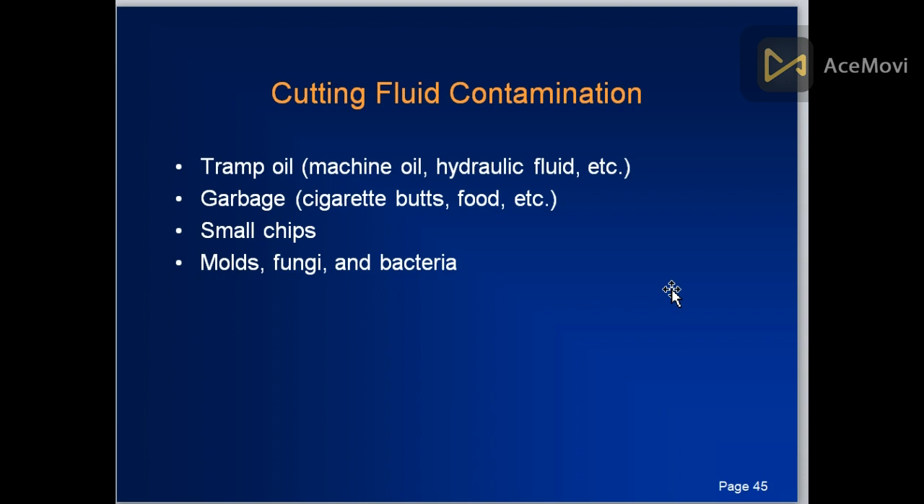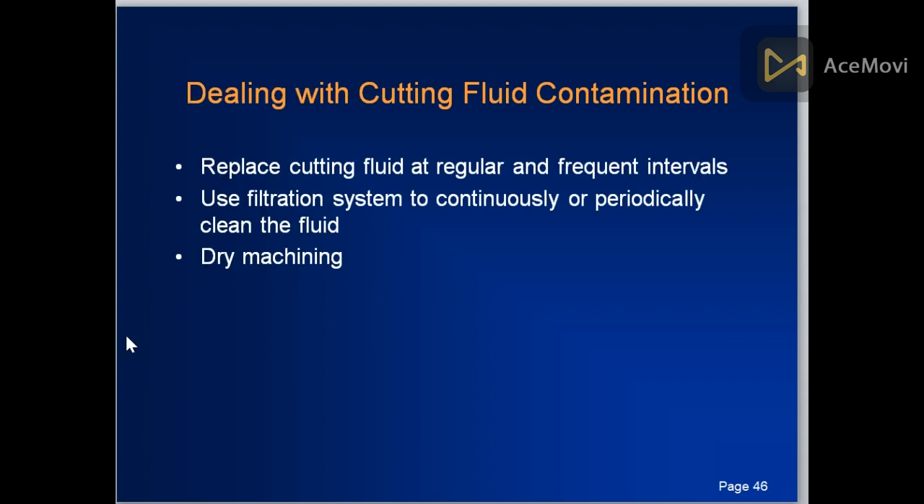Cutting fluid contamination includes tramp oil, that may be machine oil, hydraulic fluid, etc. Garbage, scrap, food, small chips, and molds, fungi, and bacteria are the contaminants of the cutting fluid. Dealing with cutting fluid contaminants: replace cutting fluid at regular and frequent intervals, and use a filtration system to continuously and periodically clean the fluid.